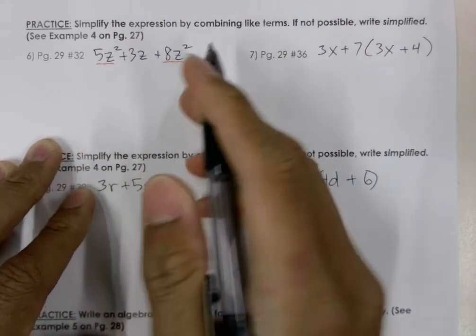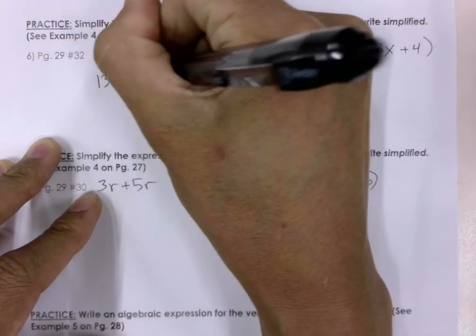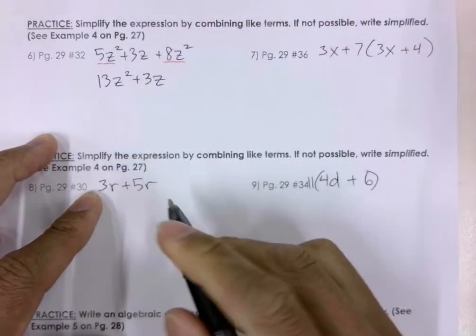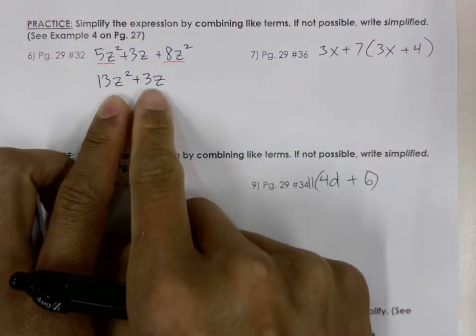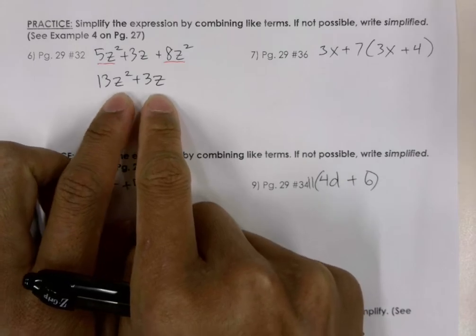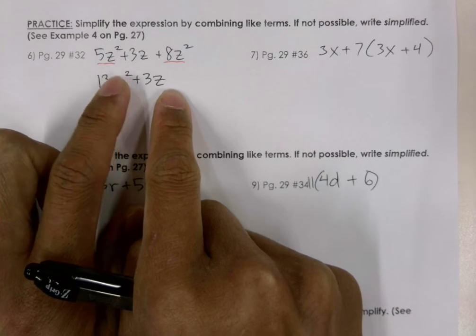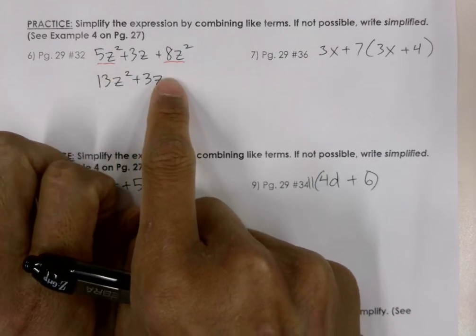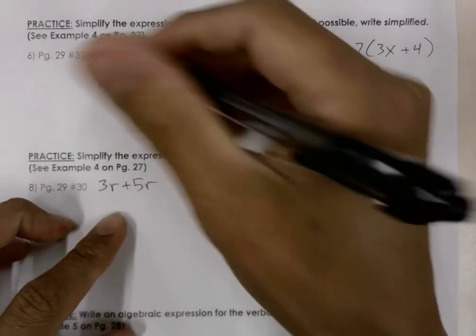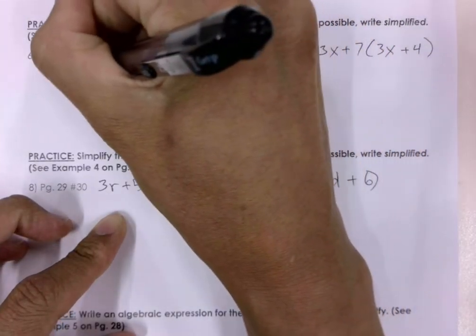5 plus 8 is 13z squared plus 3z. These two terms are not like terms. They both have a z, but the powers are different. We have a power of 2, and this term has a power of 1. So we are finished, and it is simplified.